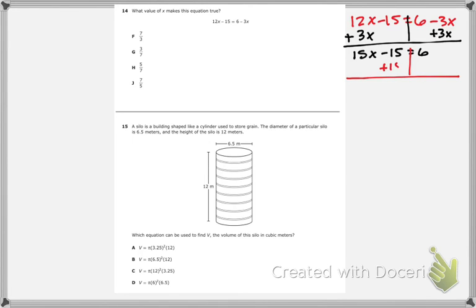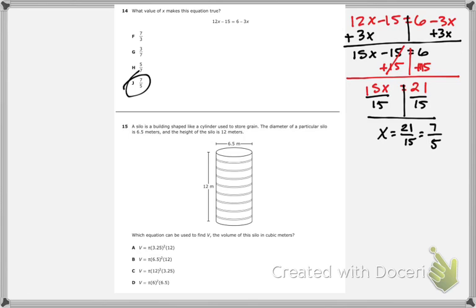Let's add 15. And we get 15X. This cancels out. And we got 21. Last step is to divide by 15. We get X is equal to 21 over 15, which is also 7 over 5, which is J.